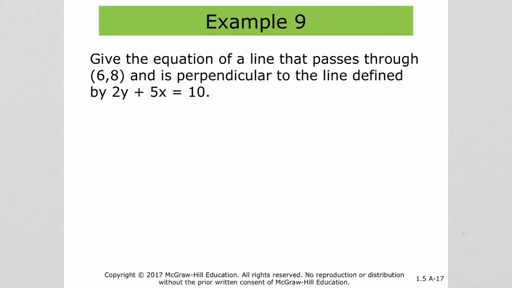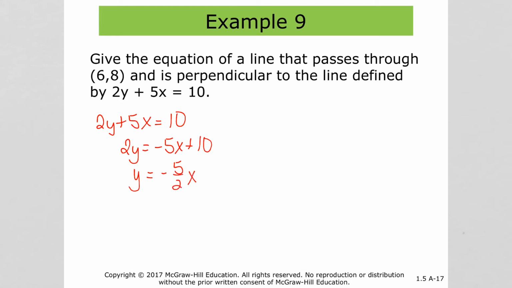For this one, we want the equation of the line that's perpendicular to 2y plus 5x equals 10 that goes through the point 6, 8. So the first thing we need to do is find the slope of our line 2y plus 5x equals 10. So we're going to solve it for y, so subtract 5x from both sides and divide by 2. So the slope of this line is negative 5/2. That means the slope of the perpendicular line is going to be positive 2/5.